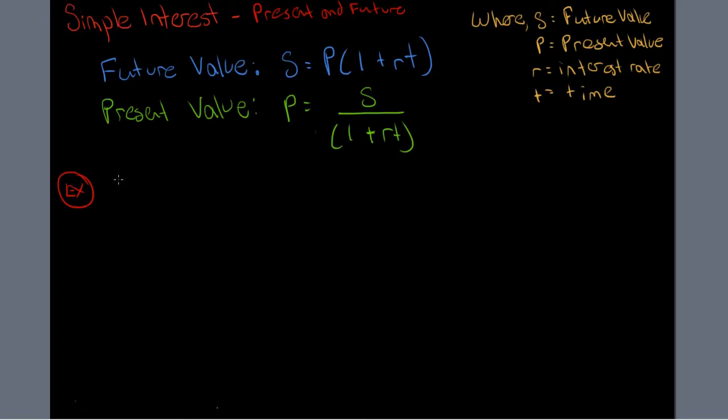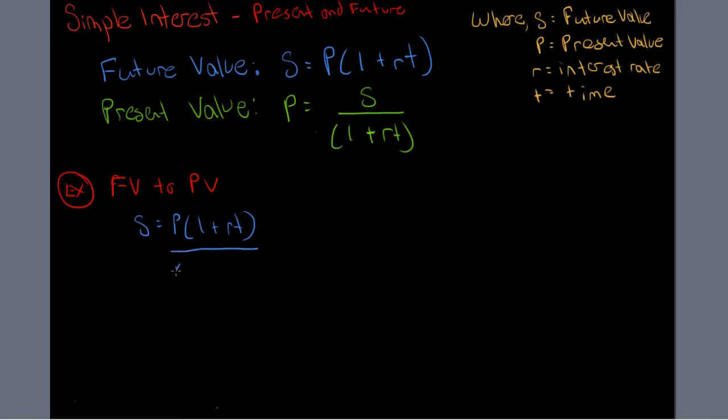Say that we want to get from future value to present value. First thing that I would do is I'd write my equation, S equals P bracket 1 plus rt. That's our future value equation. In order to turn this future value into the present value equation, all we have to do is isolate P, which is our present value.